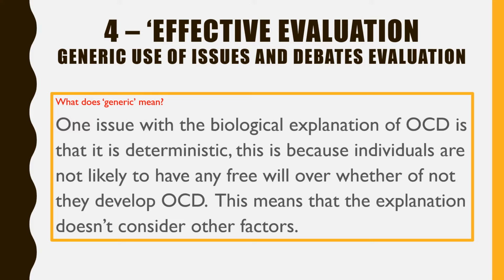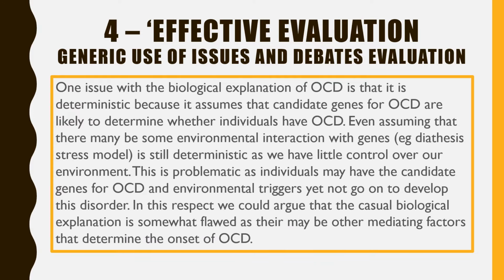So here we go. You're going to see this is a lot bigger than the last paragraph. We've got: one issue with the biological explanation of OCD is that it's deterministic because it assumes that candidate genes for OCD are likely to determine whether individuals have OCD. Even assuming that there may be some environmental interaction with genes, e.g. a diathesis stress model, this is still deterministic as we have little control over our environment. This is problematic as individuals may have the candidate genes for OCD and environmental triggers, yet not go on to develop this disorder. In this respect, we could argue that the causal explanation is somewhat flawed, as there may be other mediating factors that determine the onset of OCD.